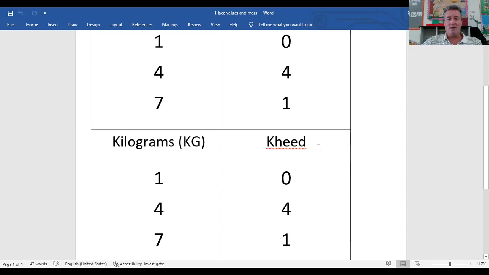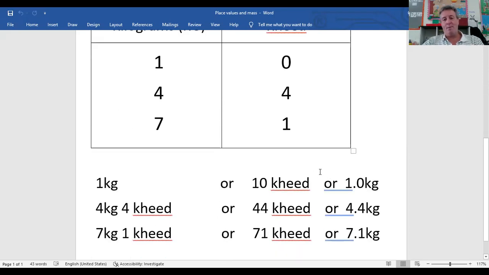So if we just use keyed, we can say 71 keyed, 44 keyed, 10 keyed. 110 is 1 in the tens column is 10, isn't it? 10. Just remember, these are the ways we can write them down. 1 kilogram or 10 keyed, or we can write it like this.